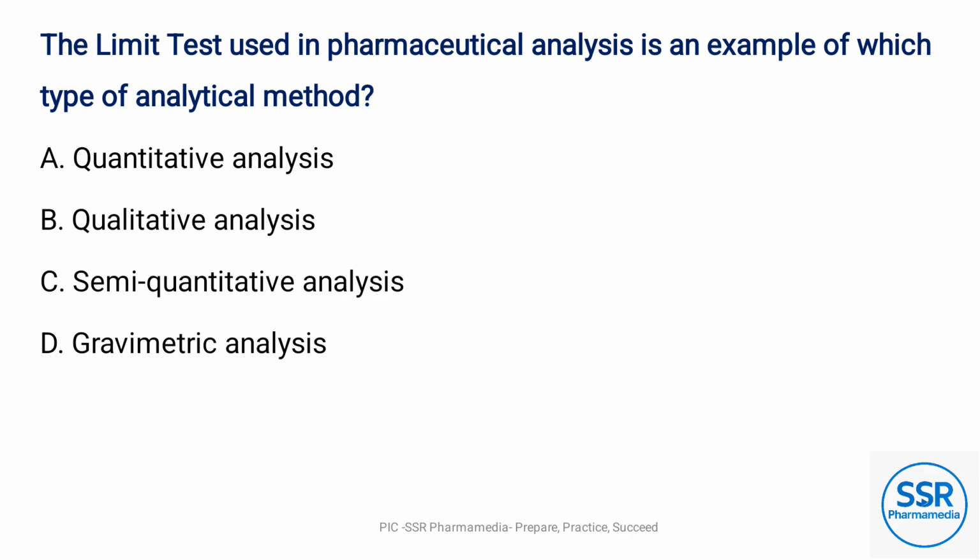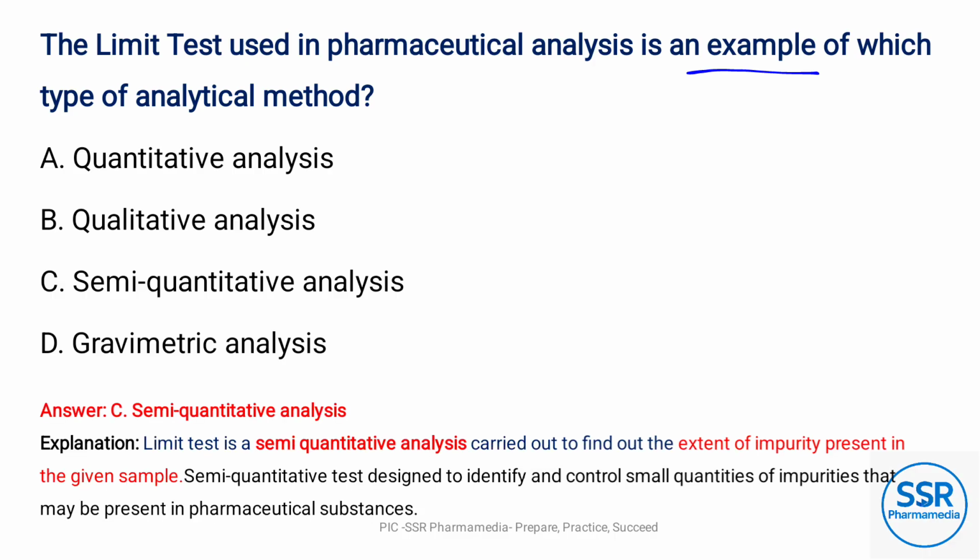So next, move to the question. The limit test used in pharmaceutical analysis is an example of which type of analytical method? So the answer is option C. It's a semi-quantitative analysis. So limit test is a semi-quantitative analysis. It's mainly used to find out the extent of impurity present in the given sample.